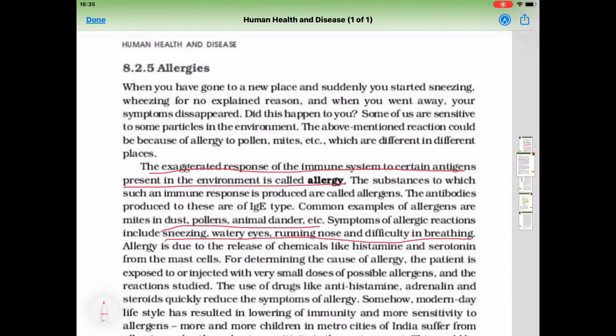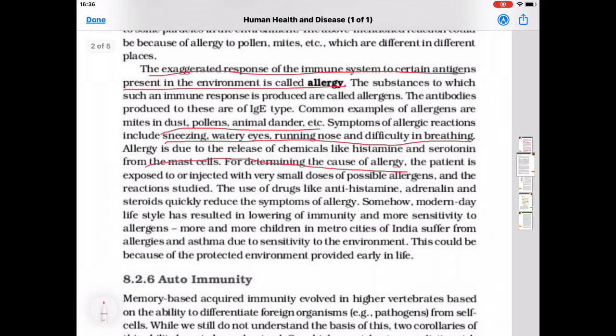Allergy is due to the release of chemicals like histamine and serotonin from the mast cells. The mast cells present in the connective tissue of our body secrete histamine and serotonin. For determining the cause of allergy, the patient is exposed or injected with very small doses of possible allergens, and the reaction is studied. The use of drugs like antihistamine, adrenaline, and steroids reduces the symptoms of allergy. Somehow, modern day lifestyle has resulted in lowering of immunity and more sensitivity to allergens. This could be because of the protected environment provided in early life.